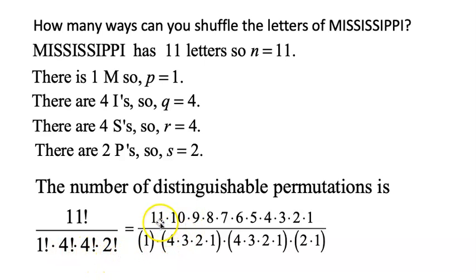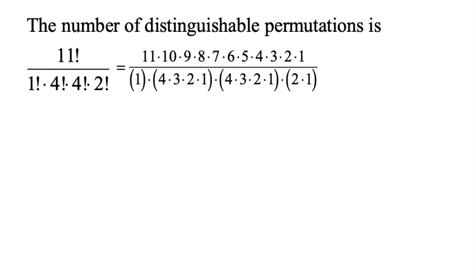What is 11 factorial? 11, 10, 9, 8, 7, 6, 5, 4, 3, 2, 1. 1 factorial is just 1. 4 factorial is 4, 3, 2, 1. 4 factorial is 4, 3, 2, 1. 2 factorial is 2, 1. One thing to note, 0 factorial equals 1. That might become important sometime, so just keep that in mind. 0 factorial is 1. All right, so here's our number of distinguishable permutations. 11, 10, 9, 8, 7, 6, 5, 4, 3, 2, 1 over 1, 4, 3, 2, 1, 4, 3, 2, 1, 2, 1. We need to simplify this some way.